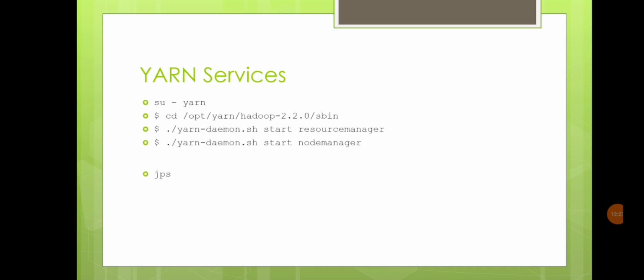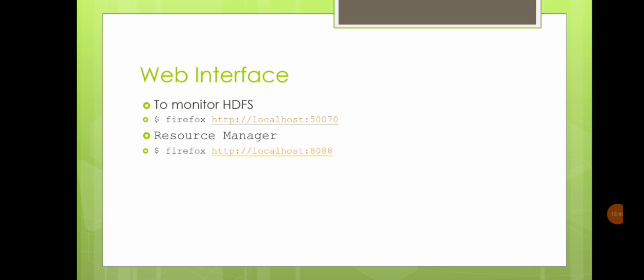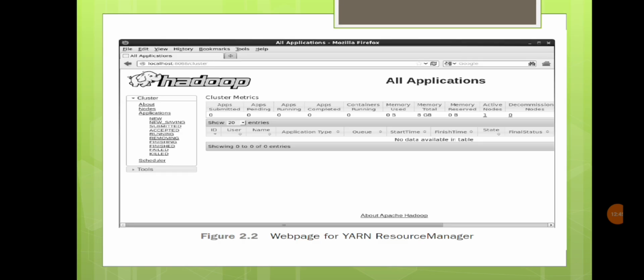Now the third one is the YARN services. We start the YARN services by giving the following commands, starting the resource manager as well as the node manager, and starting the YARN services. Okay, finally, this is a web page for the YARN resource manager. All the applications run under YARN. It's purely for non-MapReduce applications as well. Thank you.